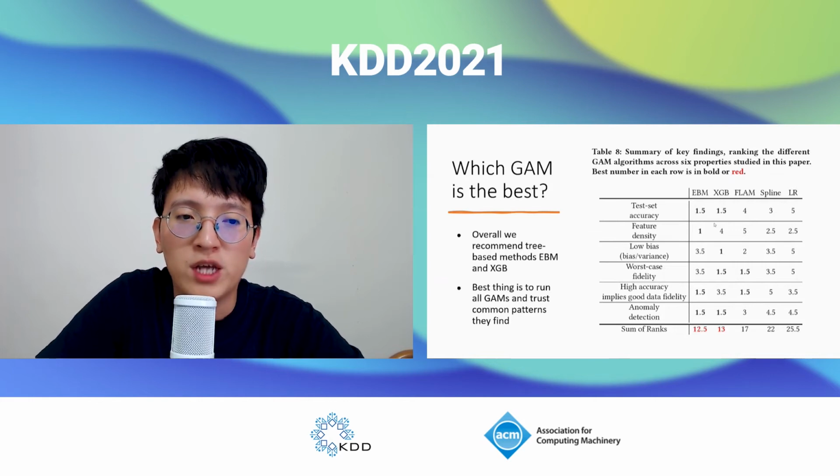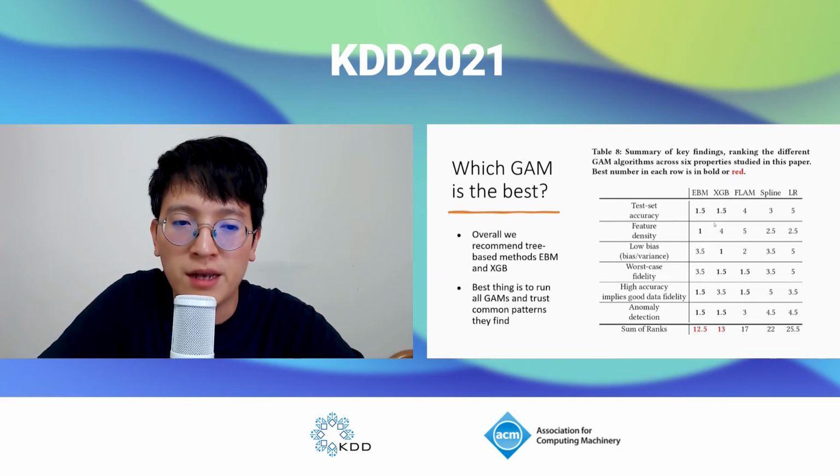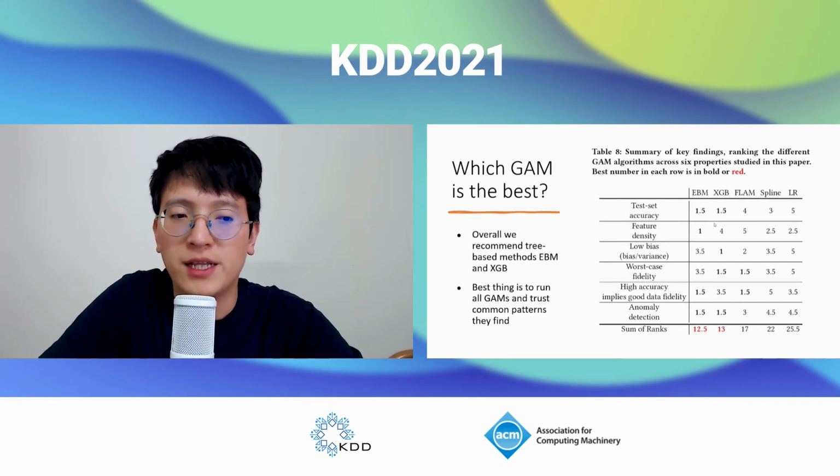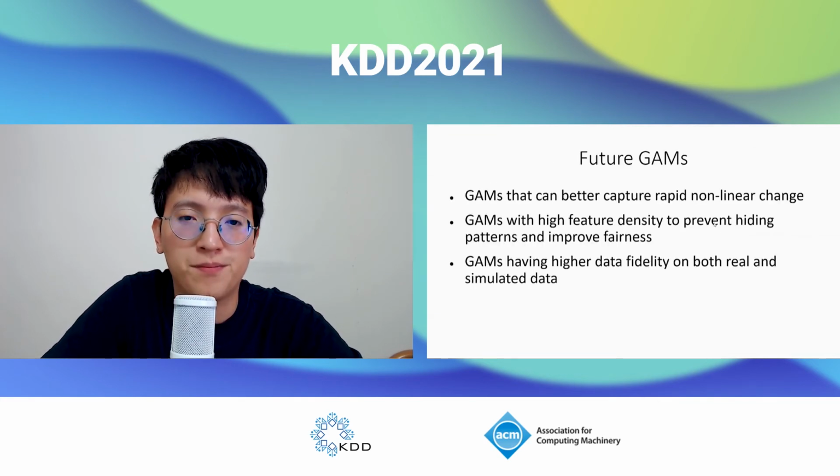In summary, across all investigations we do in the paper, tree-based methods EBM and XGBoost are the best among the other GAMs we experiment with, as shown by having the best ranks in this summary table. Of course, the best thing is to run all the GAMs and trust the common patterns they find.